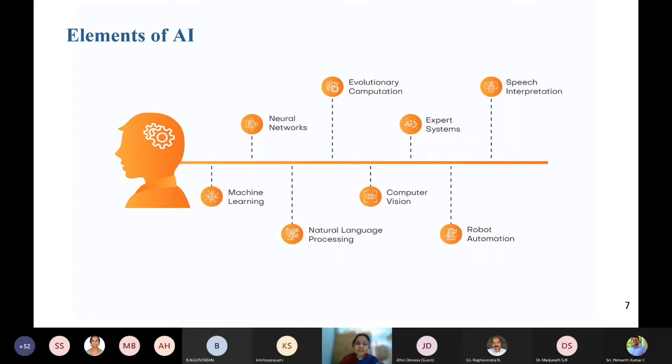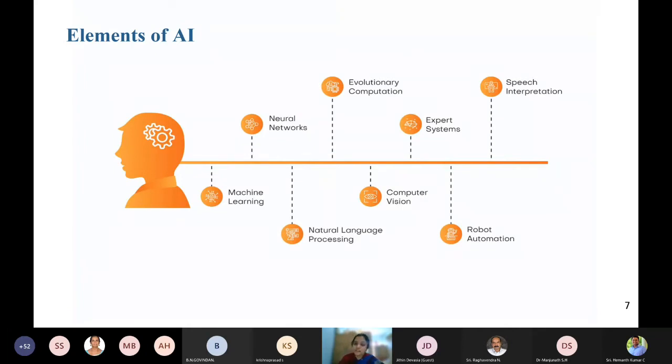Basically, it can convert speech to text or text to speech, right? And it also takes all your text data or speech data, understands it, segregates it, and does certain actions. That's natural language processing for you.